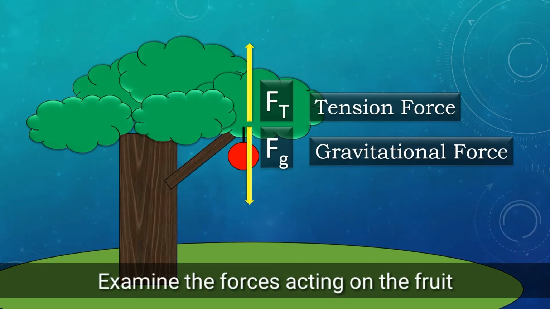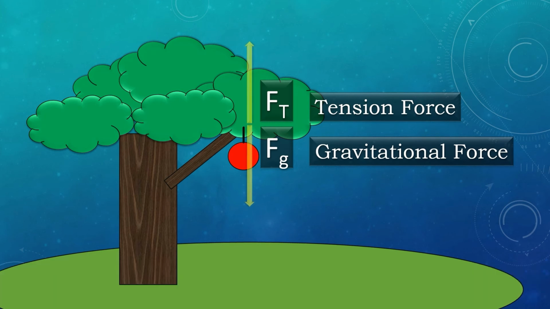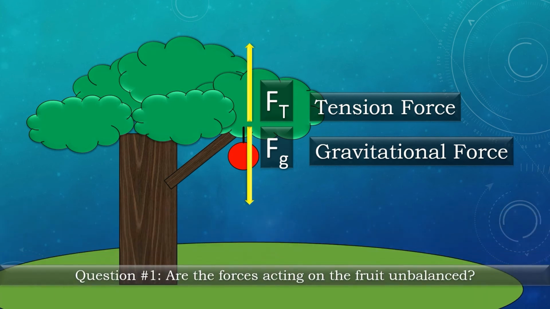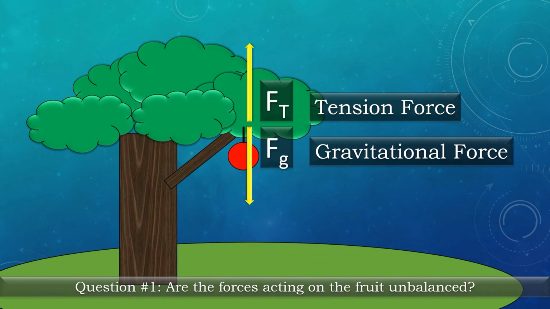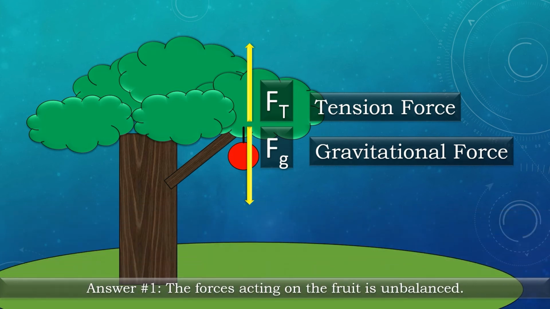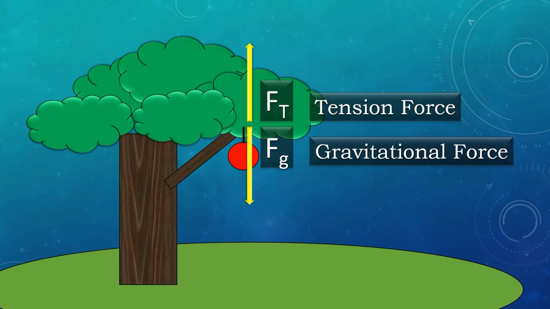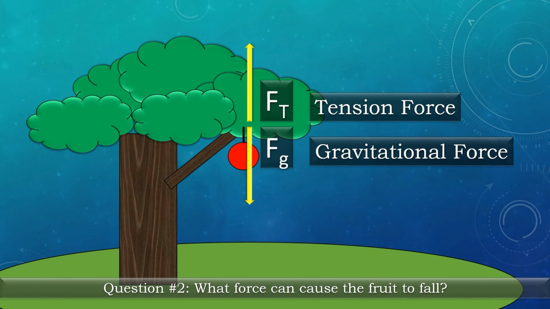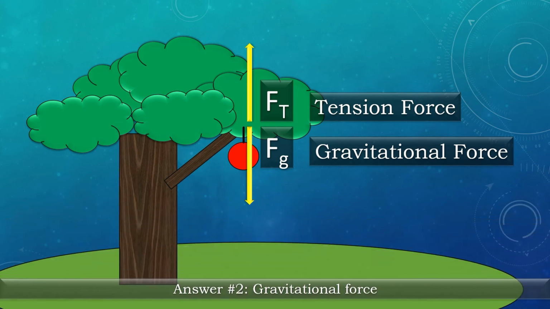This time, examine the forces acting on the fruit. Are the forces acting on the fruit unbalanced? Answer: no. What force can cause the fruit to fall? Answer: gravitational force.